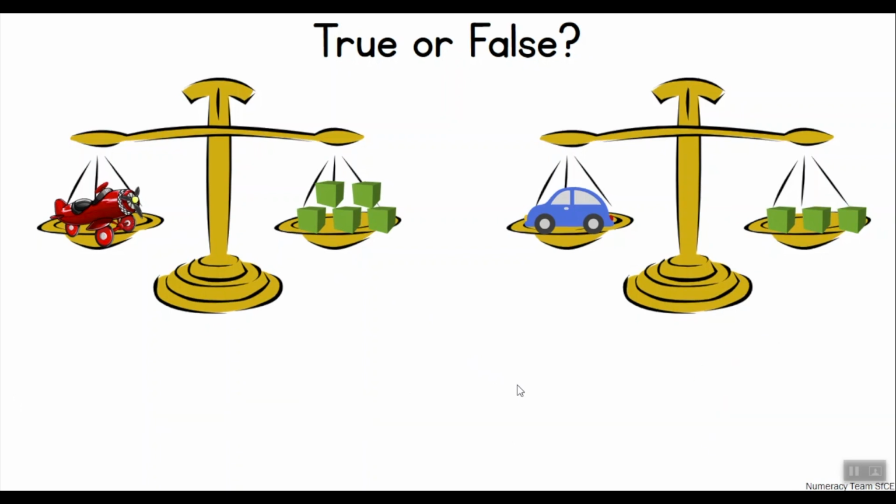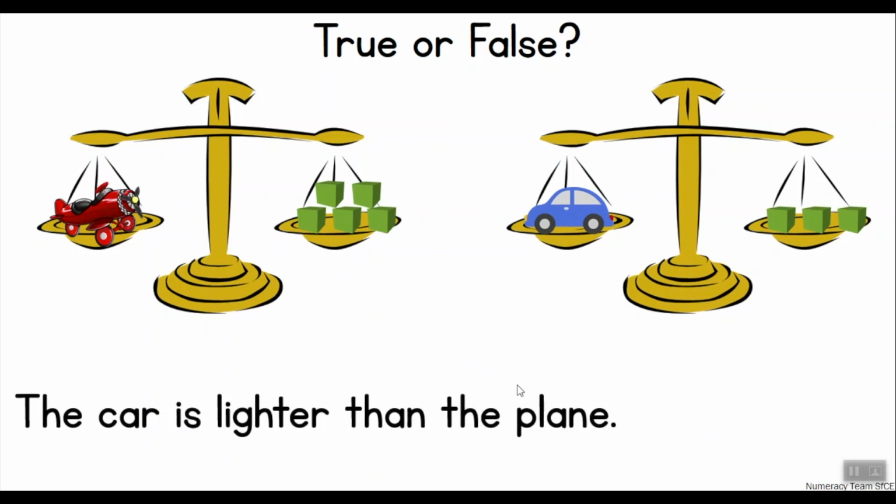Perfect. Moving on. Here we read, the car is lighter than the plane. If it is lighter, then it must weigh less cubes than the plane. Do you agree? We see that the car weighs 3 blocks. Is this more or less than the 6 blocks that the plane weighs? It is surely less. So, yes, the statement is true.